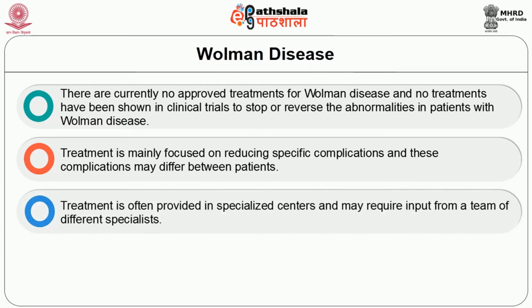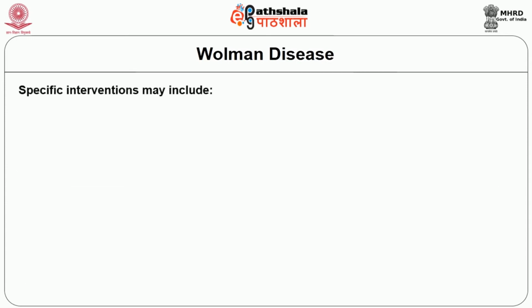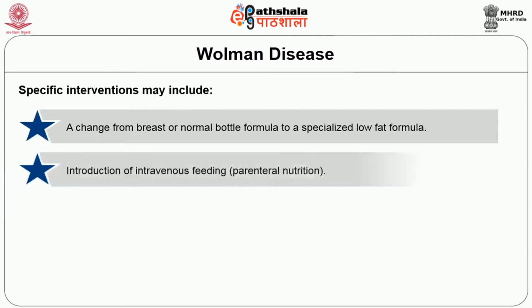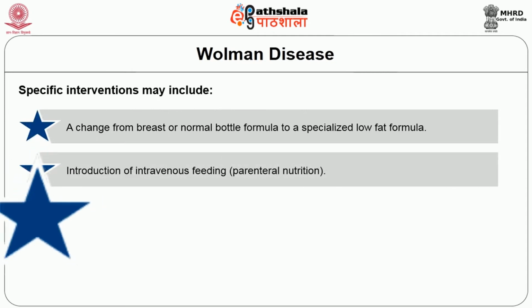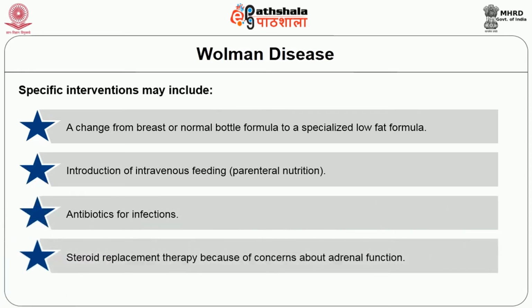Treatment is often provided in specialized centers and may require input from a team of different specialists. Genetic counseling may be of benefit for affected individuals and their families. Specific interventions may include a change from breast or normal bottle formula to a specialized low-fat formula, introduction of intravenous feeding, antibiotics for infections, and steroid replacement therapy because of concerns about adrenal function.